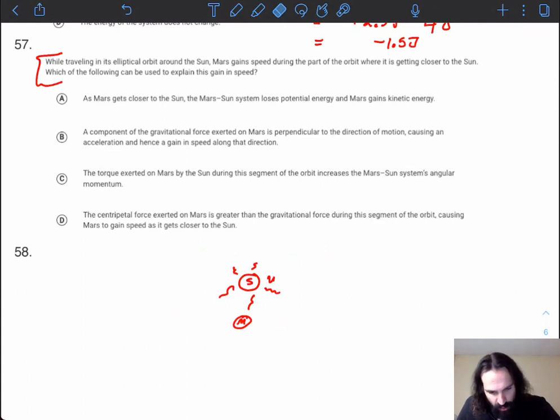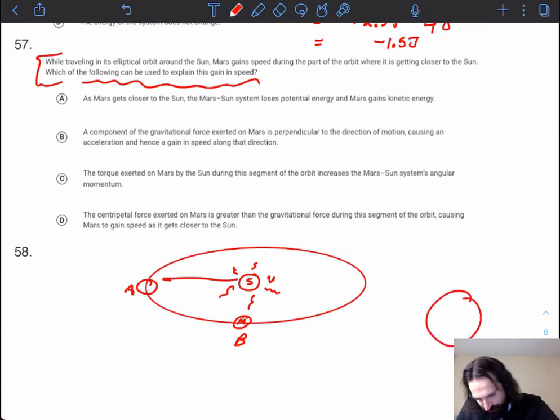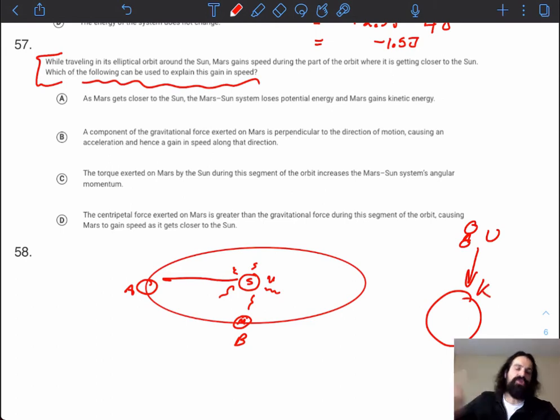So as Mars goes from position A to position B, what can justify the gain in speed? Oh my gosh. This is exactly the case as when you fall from a building. You start with potential energy, turns into kinetic energy. So before I even see the answer choices, this is the thought that's in the back of my head as I'm looking for potential turns to kinetic. So A, as Mars gets closer to the sun, the Mars-Sun system loses potential energy and Mars gains kinetic energy. Right off the bat, I'm thinking A.